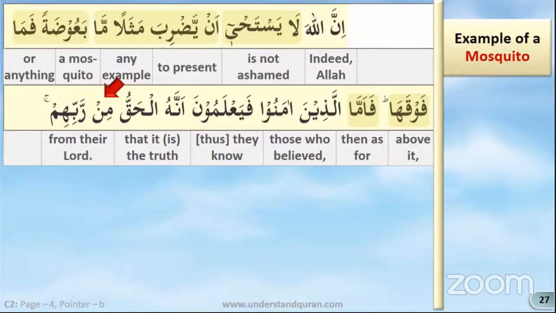Inna Allah, indeed Allah, la yastahyi, is not ashamed, an yadriba, to present, mathalan ma, any example, ba'udatan, a mosquito, fama, or anything, fawqaha, above it, fa amma, then as for, alladhina amanu, those who believe, fa ya'lamuna, thus they know, annahu al-haqq, that it is the truth, min rabbihim, from their Lord.